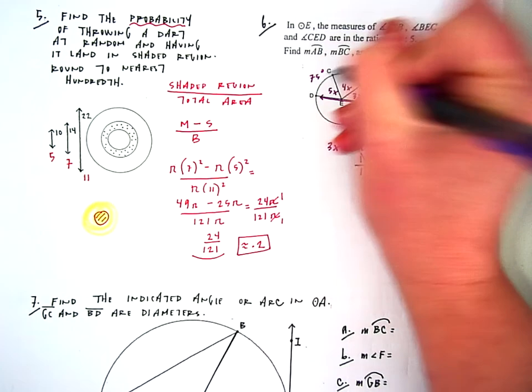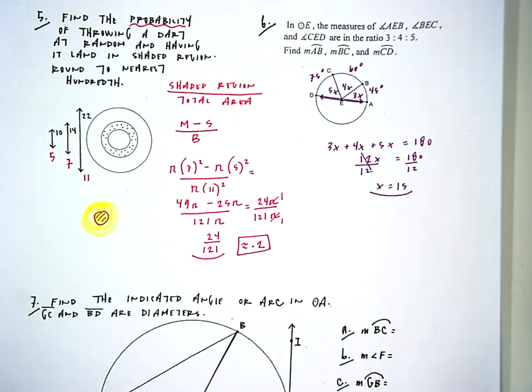So central angle, intercepted arc, both 75 degrees. So the ratio of 3 to 4 to 5 is really the same thing as 45 to 60 to 75, right? If I took that 45, 60, and 75 and divided all of those by 15, it would get me back to a 3, 4, 5 ratio.